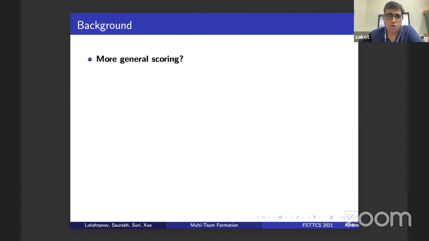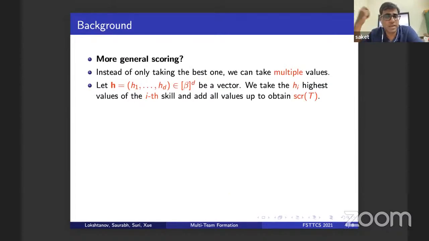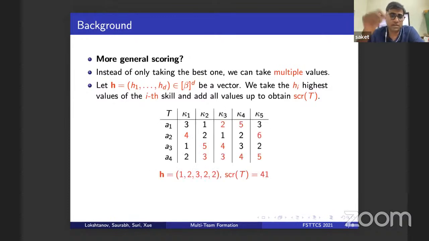Okay. And so we go to a more general scoring. Instead of only taking the best one, we can take multiple values. For example, we have some vector H in dimension D, H1 to HD, and we take the Hi highest values of the ith skill and add all the values up to get the score of the team. For example, look at this team, and suppose my H value is 1, 2, 3, 2, 2. Then for skill 1, I just need one person. So for this particular team, I look at the highest score given to a candidate, that is 4. Now, with respect to skill 2, my attribute is 2, so I need the 2 top scores, which are 5 and 3, and add them up. Similarly for 3, 4, and 5. So this is how I define this more general scoring rule based on this vector H.